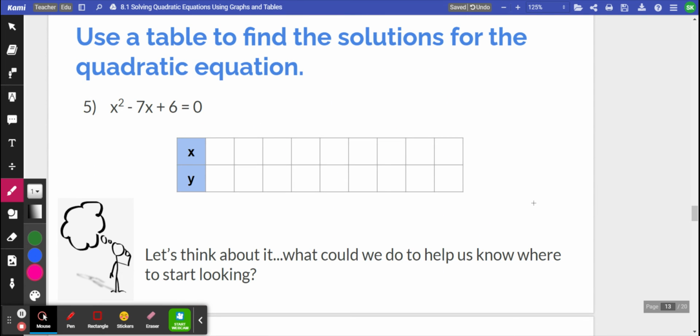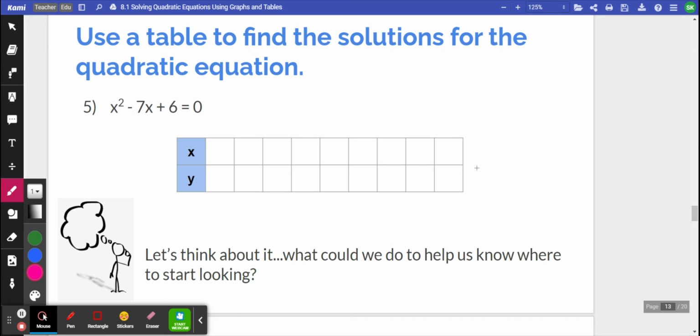But what if I didn't give you a table? Like number 5 here. You see the equation x squared minus 7x plus 6 equals 0. And now we have to fill out this table to figure out where the zeros are. Before, when we were graphing, you could choose any x values to plug into the function and find the y values to make a table, right? But how do we know which x values to plug in here so that we can definitely see the x-intercepts or the zeros?